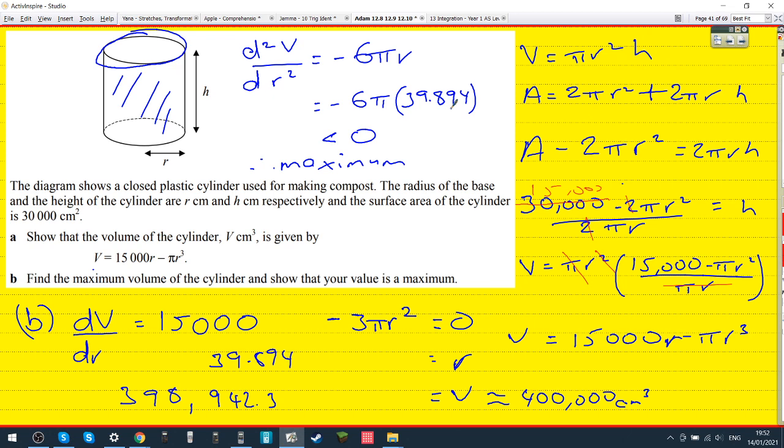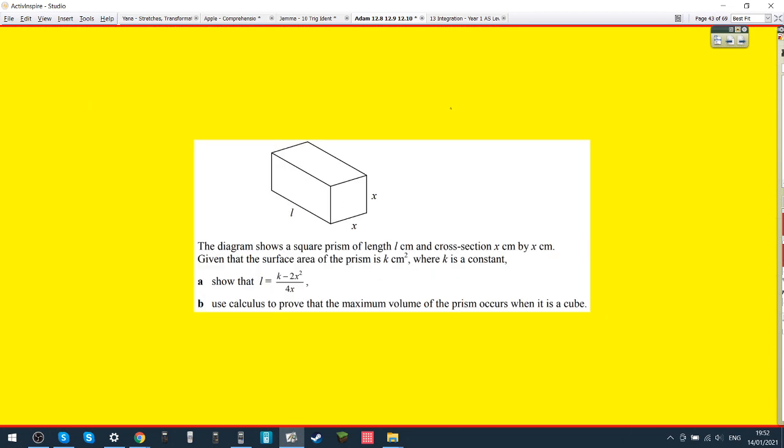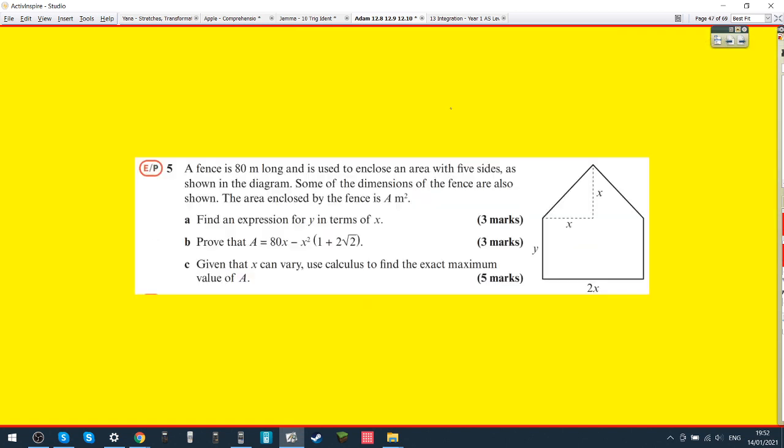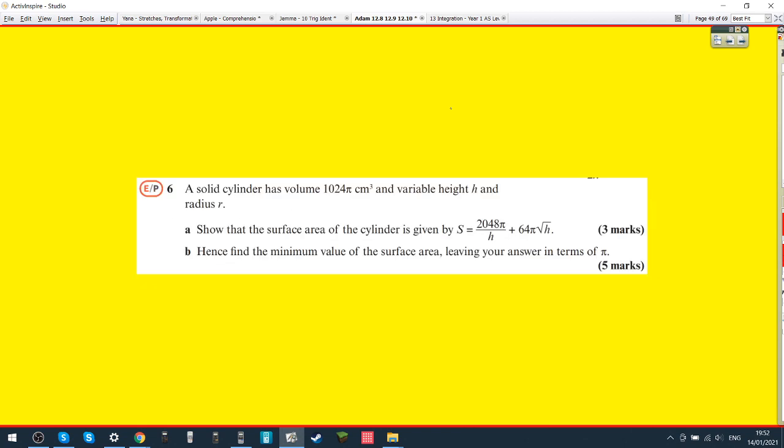This is volume and surface area because it's 3D. Yeah. This is 2D, so it's going to be perimeter and area. Yeah. Those will be the two.